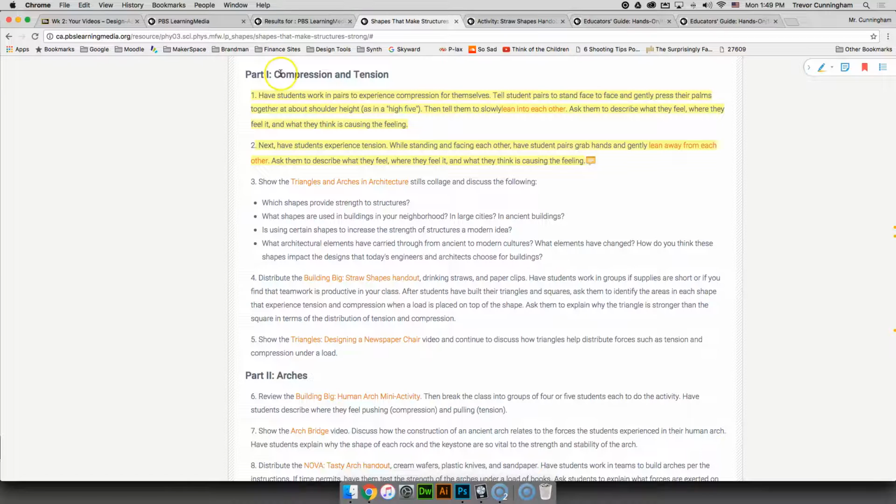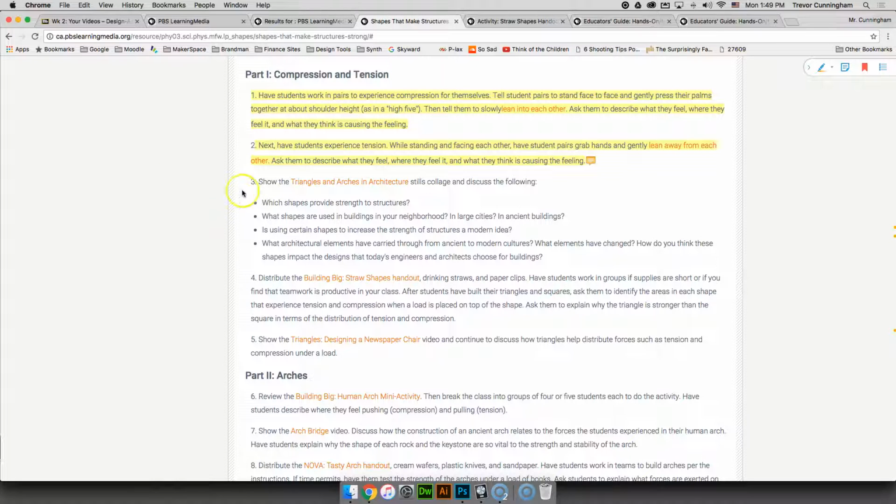Part 1 focuses on compression and tension, and there's a wonderful tactile effort in which the students explore the concept of tension by standing shoulder to shoulder and leaning their weight against each other, and it's pretty good. We have a nice little formative assessment piece where they are asked to describe what they feel, where they feel it. And for tactile learners, this would be great to begin to model the idea of using shapes for structural integrity.